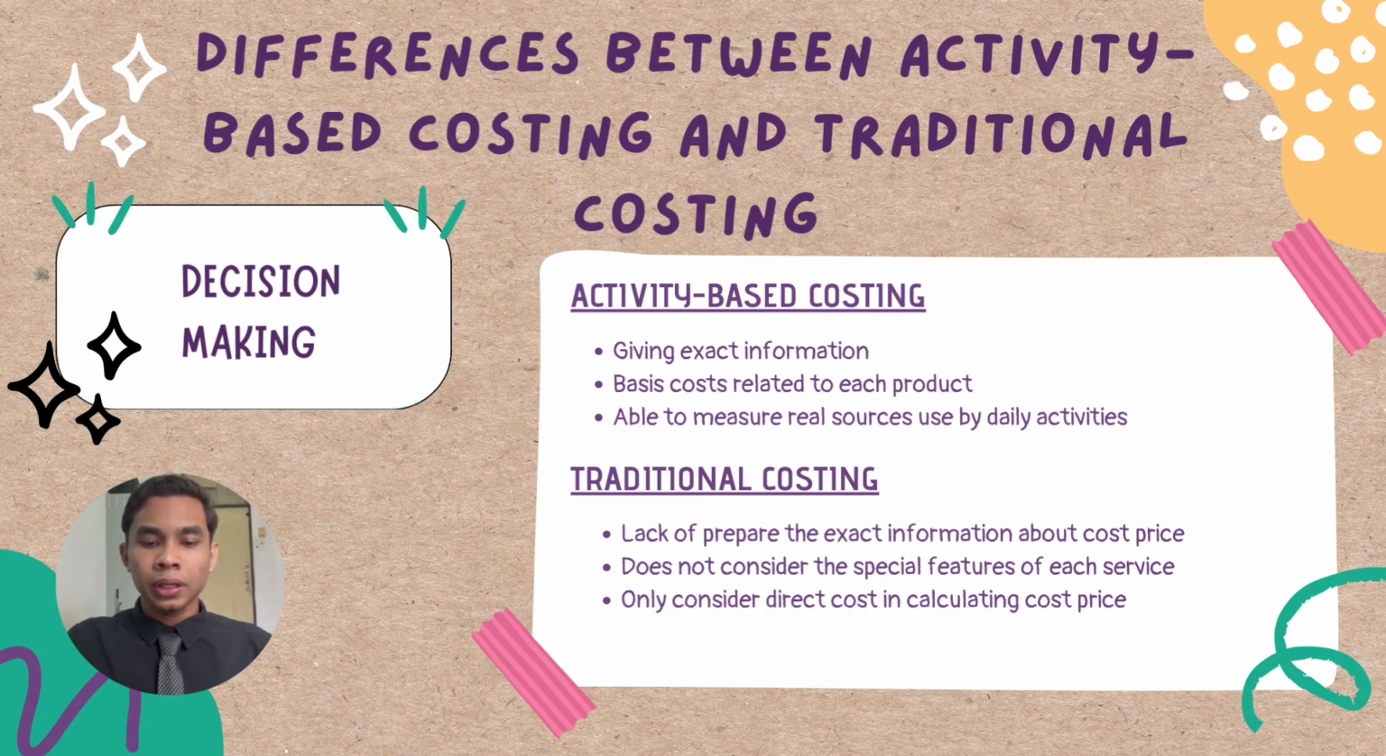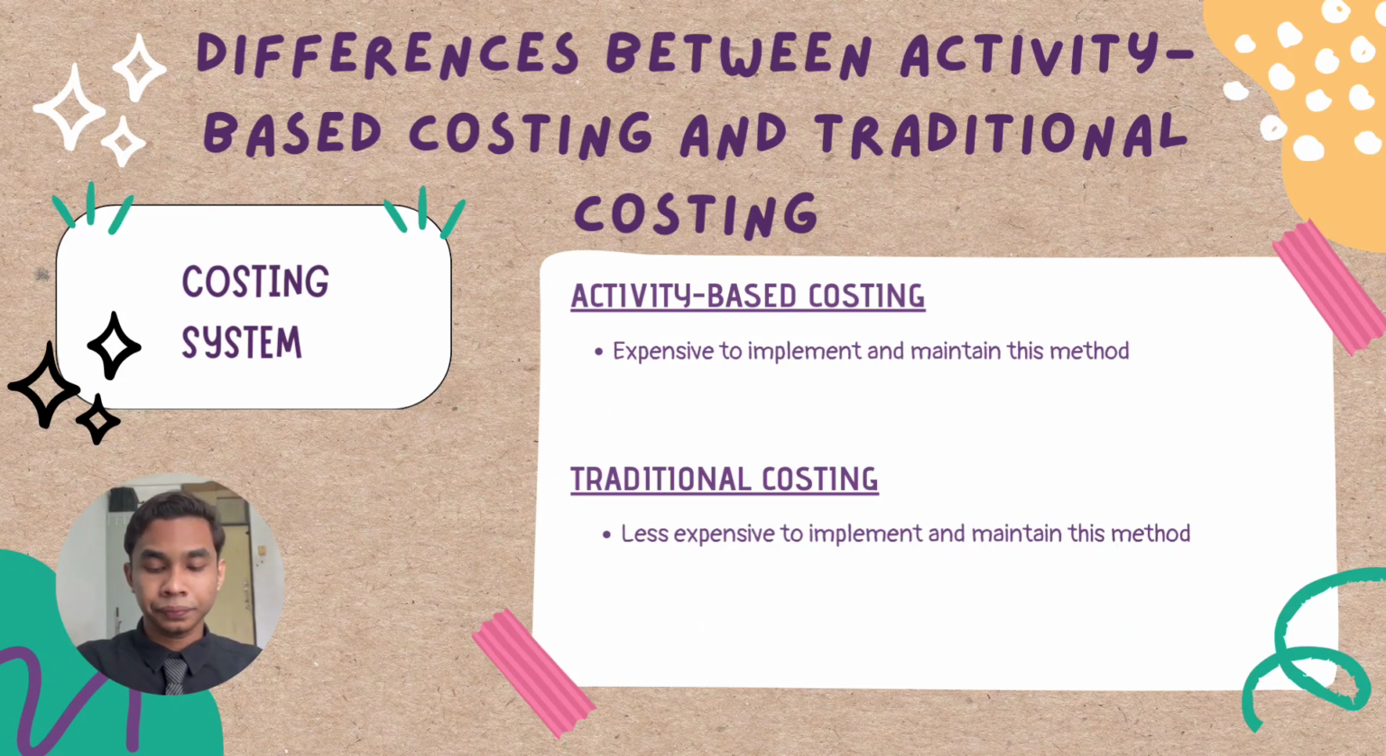For decision making in activity-based costing, first, it's giving exact information. Second, it's able to measure real resources used by daily activities and base the cost related to each product. In traditional costing, it lacks the ability to prepare exact information about cost price. Second, it does not consider the special features of each service. And lastly, it only considers direct cost in calculating cost price.